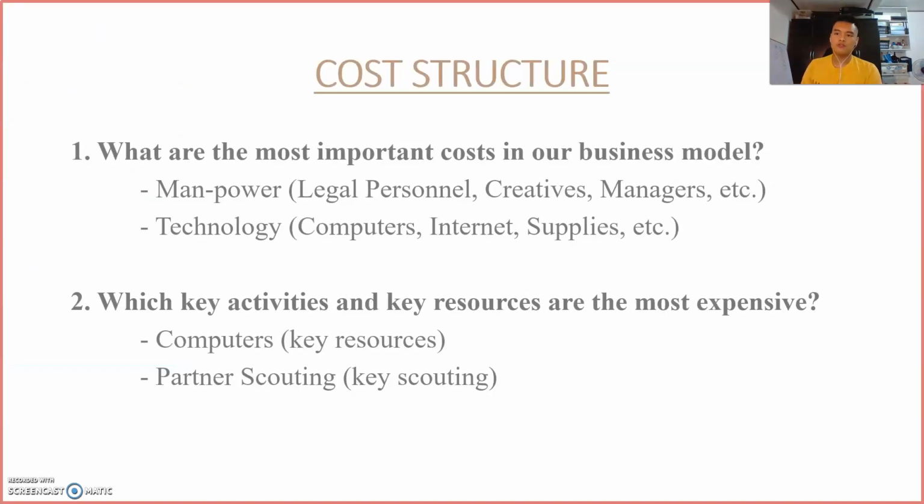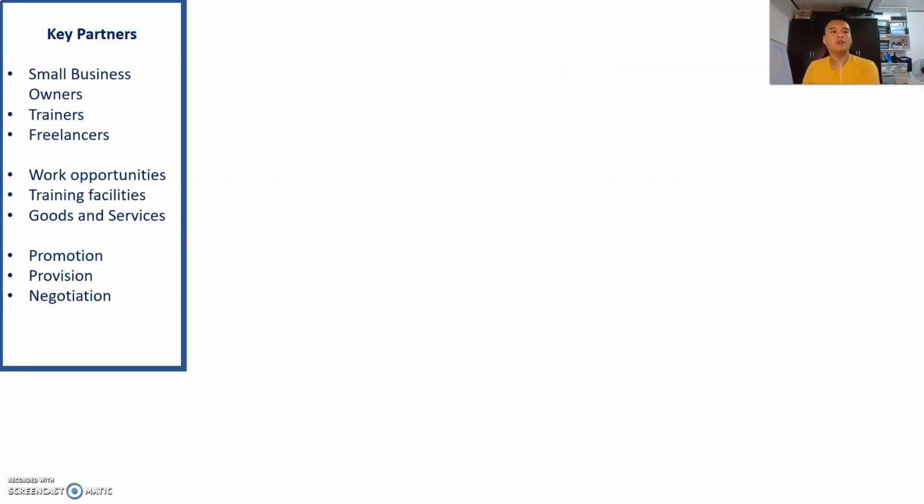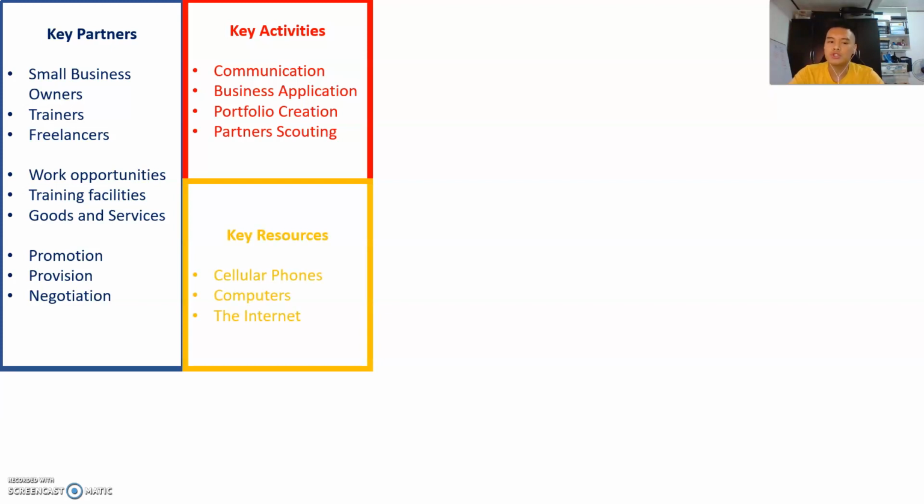And that is all for the business canvas. So we have gone through a great discussion, and let's enumerate them one by one. Key partners: small business owners, trainers, and freelancers. They'll provide work opportunities, training facilities, and goods and services respectively, and for all they must abide by promotion, provision, and negotiation. Key activities are communication, business application, portfolio creation, and partner scouting. Key resources are cellular phones, computers, and the internet.